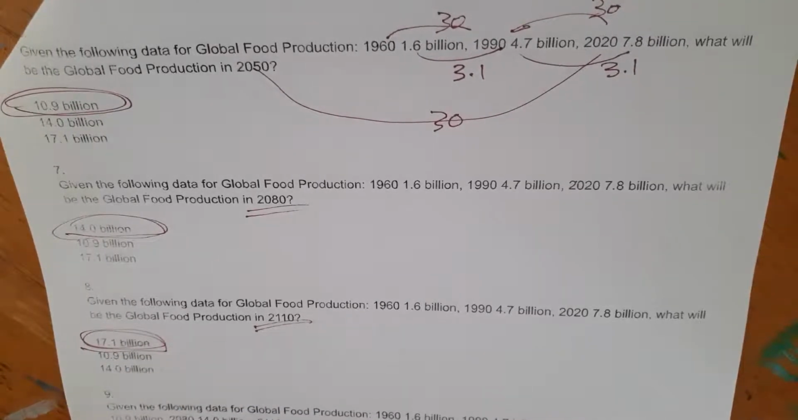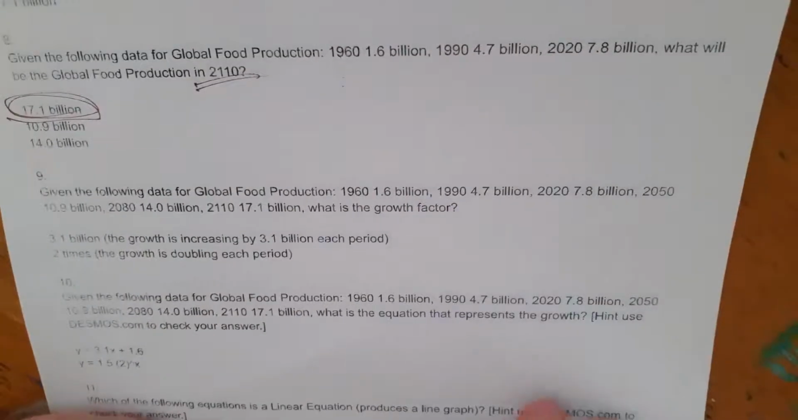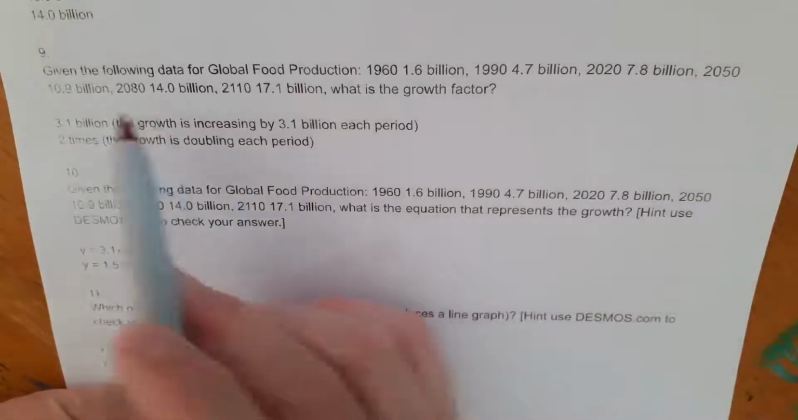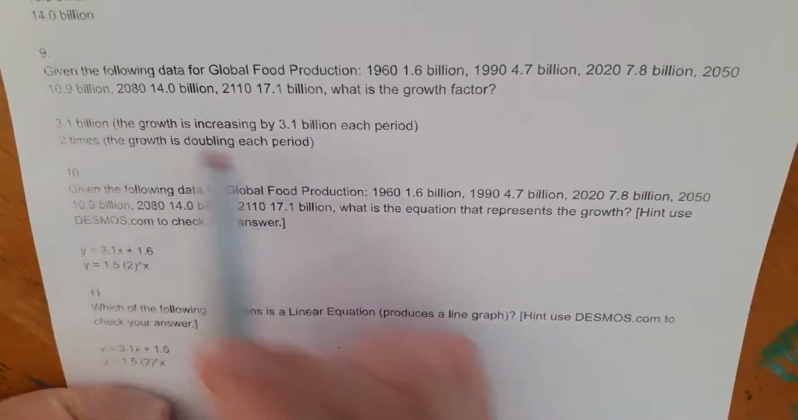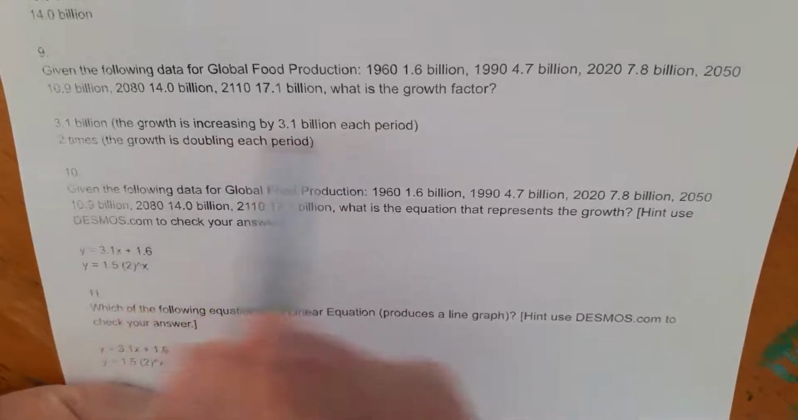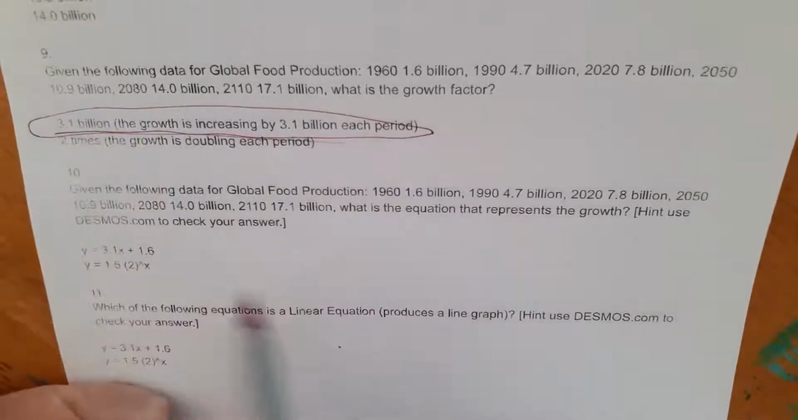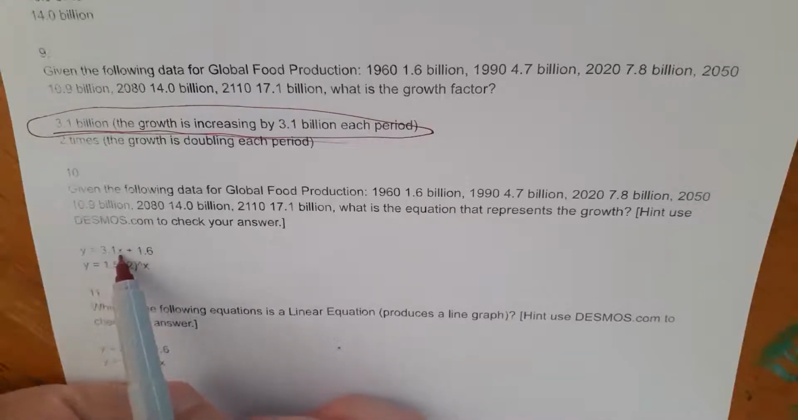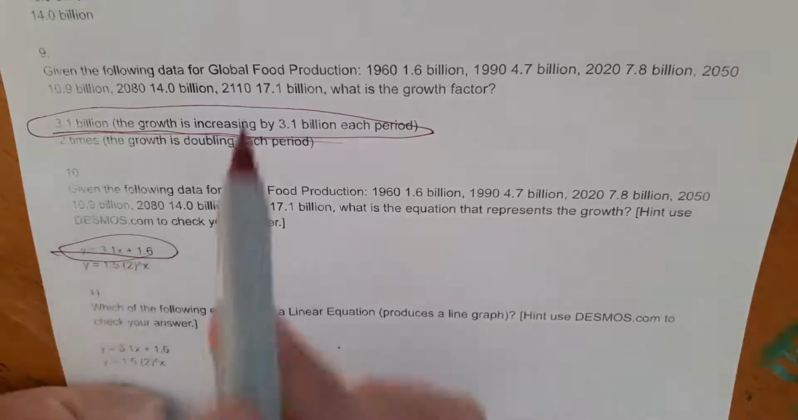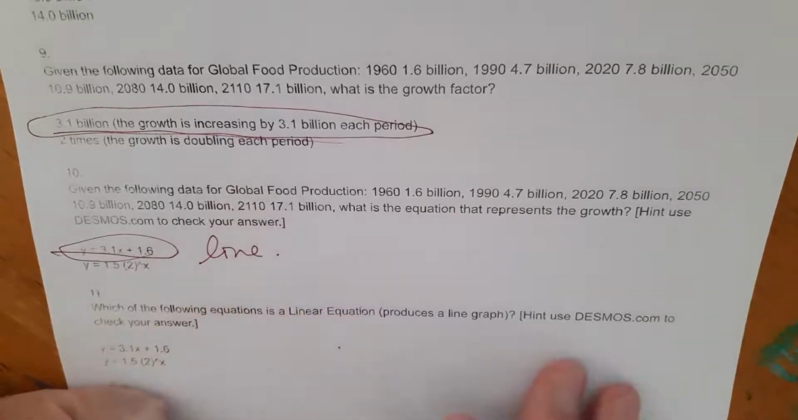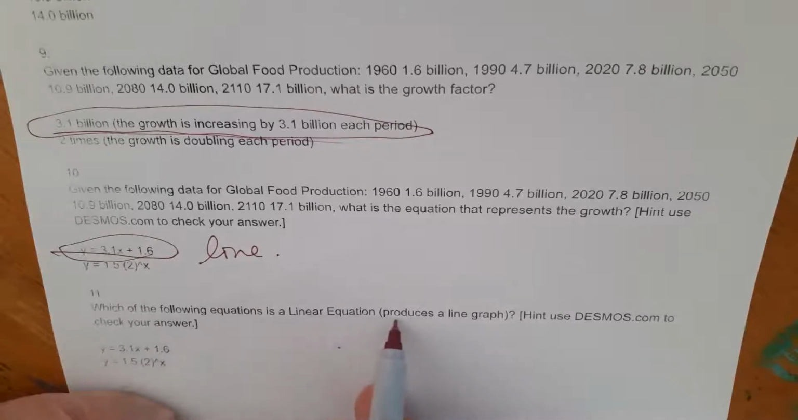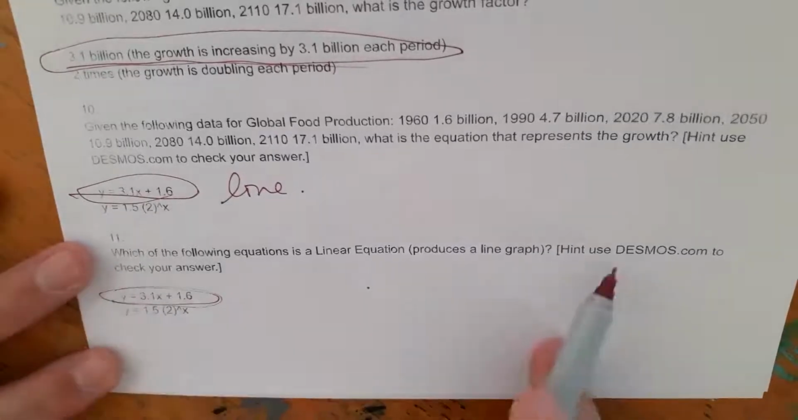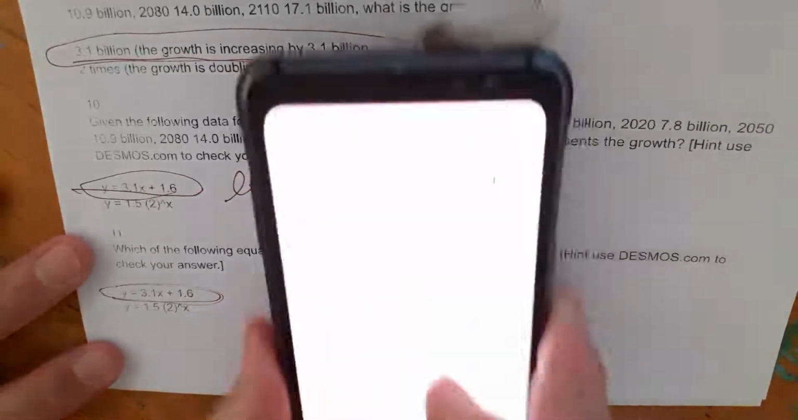So now we're talking about food production. Let's see what's happening here. Given the global food production numbers we just talked about, how is it increasing? Growth is increasing by 3.1 billion each period, beginning at 1.6 and adding 3.1 times the number of periods. This is y equals mx plus b, otherwise known as a line. Which of the following equations produces a line? This one produces a line, and they're encouraging us to use desmos.com to check this out.